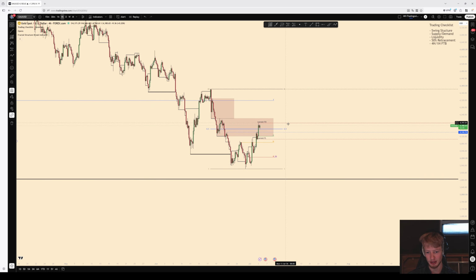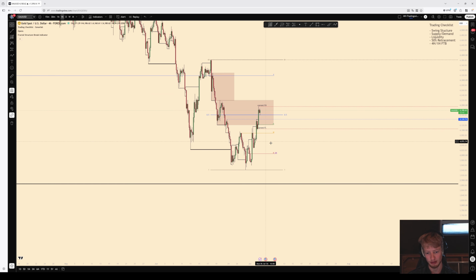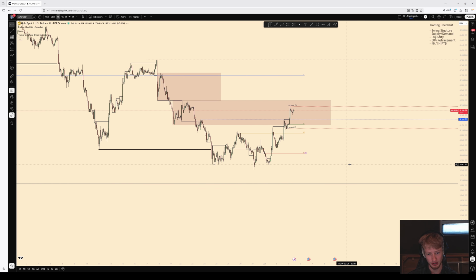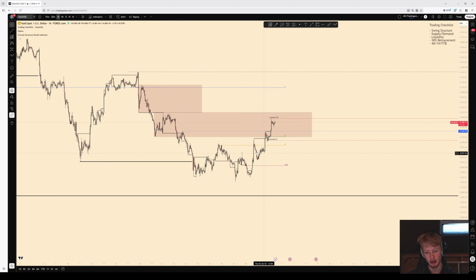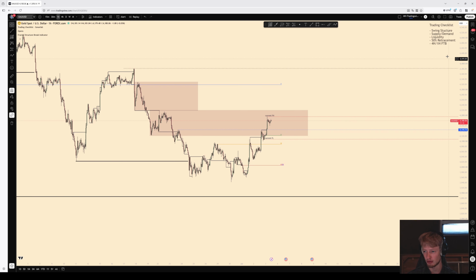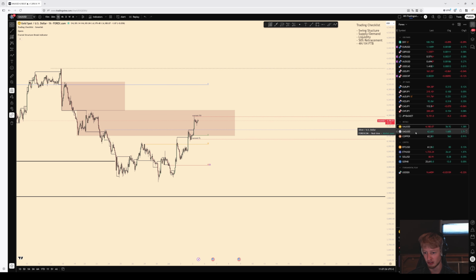But in the meantime, I did enter a little bit of a short on the 1 hour, 4 hour, or the 1 hour bullish order flow that was created over here. So just overall beautiful position.